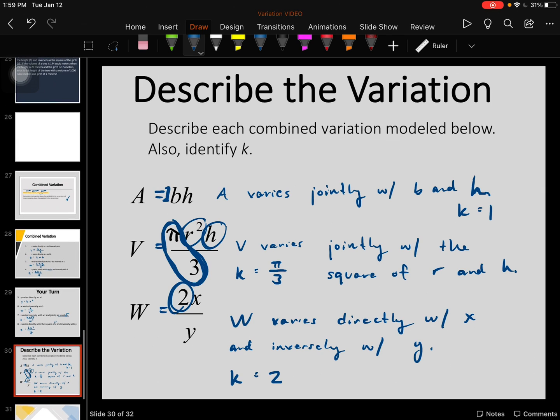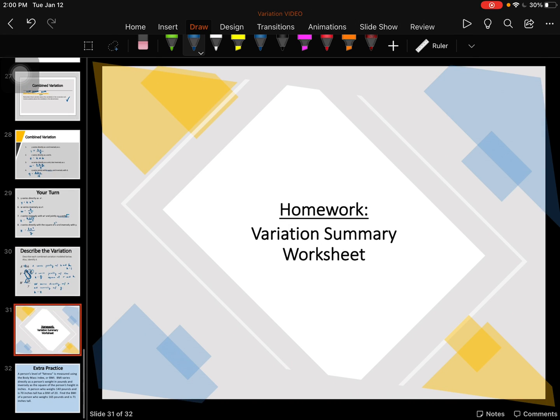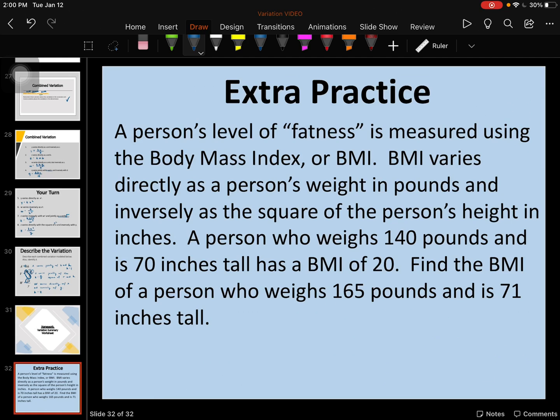You will notice if you printed the notes today, there are a bunch of examples that we did not do that are on your notes. Feel free to use those as extra practice. Your homework is going to be a variation summary worksheet. Right when you get done with this video, I want you to go on Schoology and do the check-in that I put in the direction. It should be just 2 questions. I ask you to find an equation and a constant of variation for 2 different things. Here's an extra practice question if you would like to.